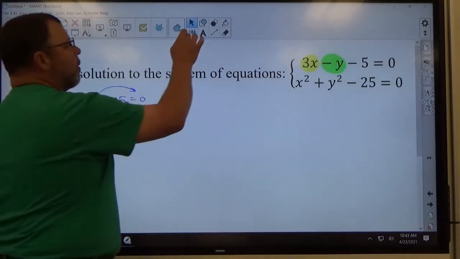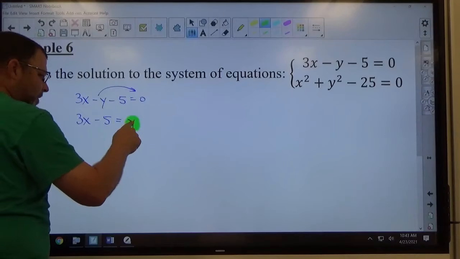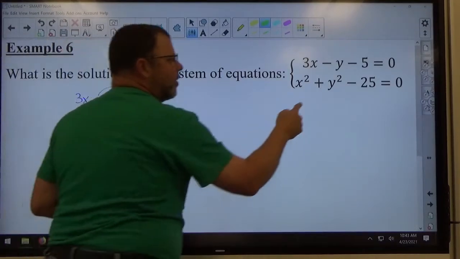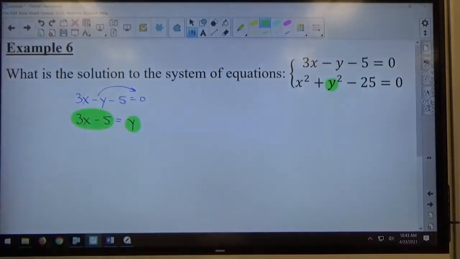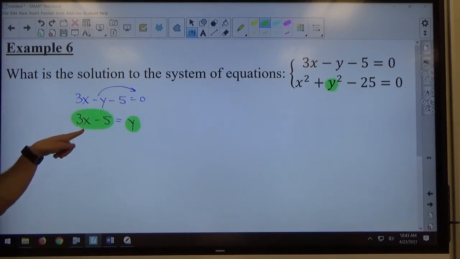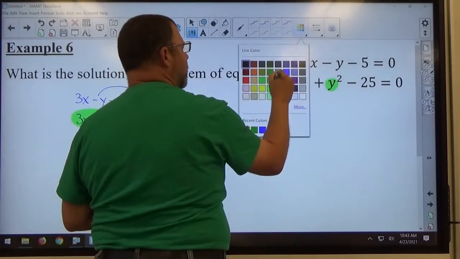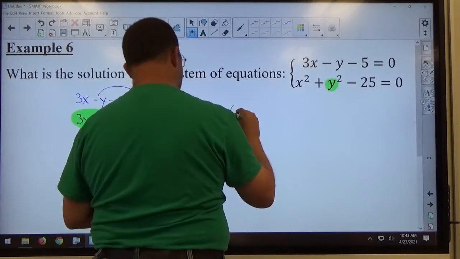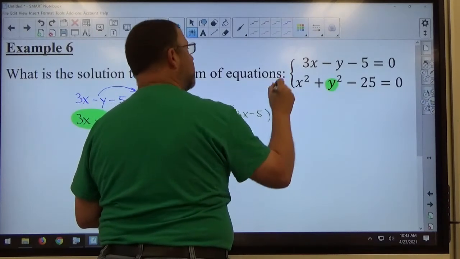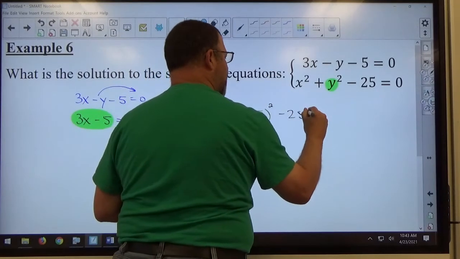All right? So, once we've taken the linear term from the top equation to get it to say y equals everything else, what we're going to use is the fact that y is equal to this. Y is the same as this, and there's a y in the other equation. So I'm going to do a substitution. I'm going to replace that y over there, highlighted y, with the expression that y equals 3x minus 5. It looks like this when I do it. X squared plus parentheses 3x minus 5 squared minus 25 equals 0.